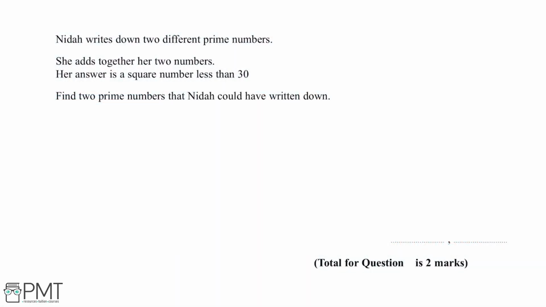Nida writes down 2 different prime numbers. She adds together her 2 numbers. Her answer is a square number less than 30. Find 2 prime numbers that Nida could have written down.